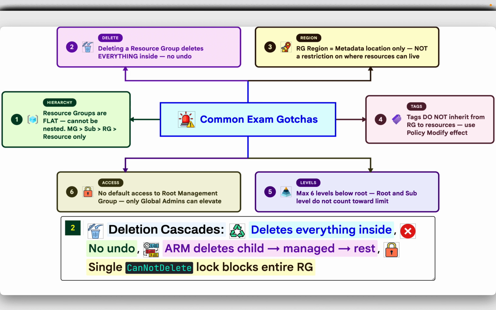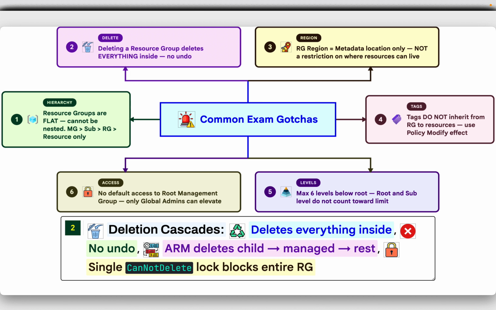Tags do not inherit automatically. So if you tag a resource group cost center equals finance, the virtual machines inside will not have that tag unless you apply it explicitly or enforce it using Azure Policy.